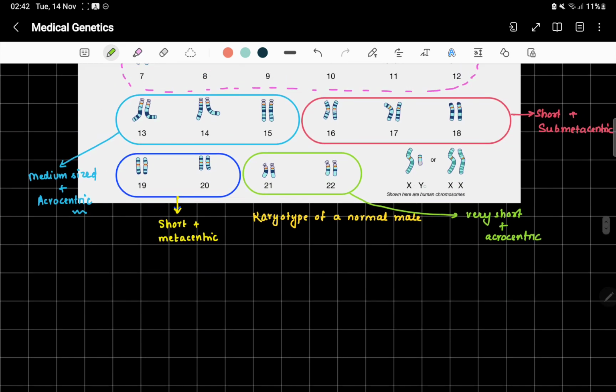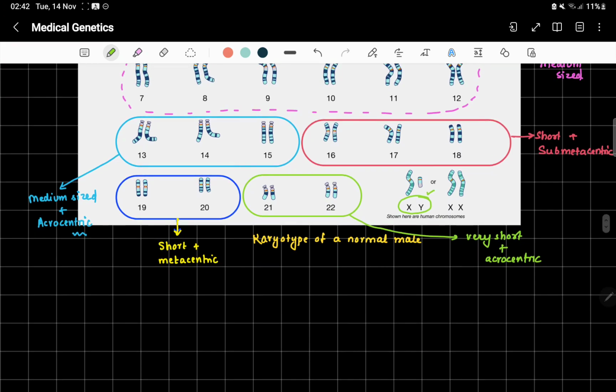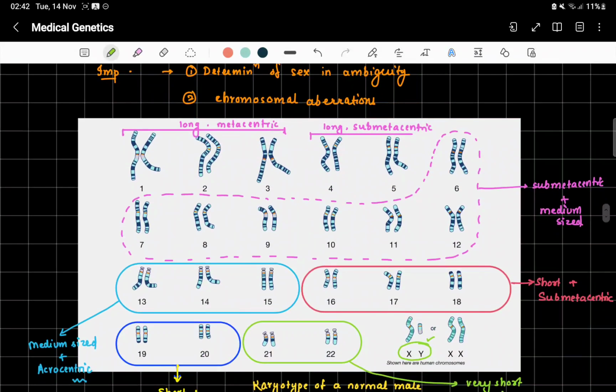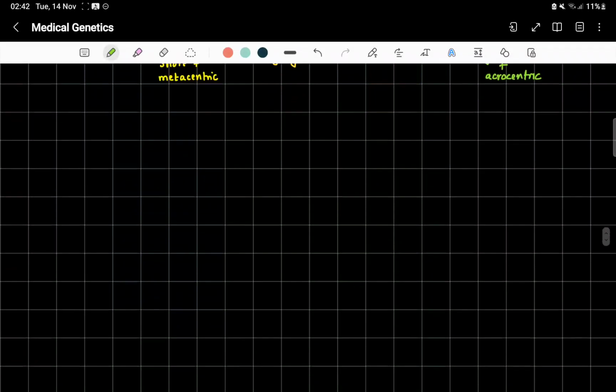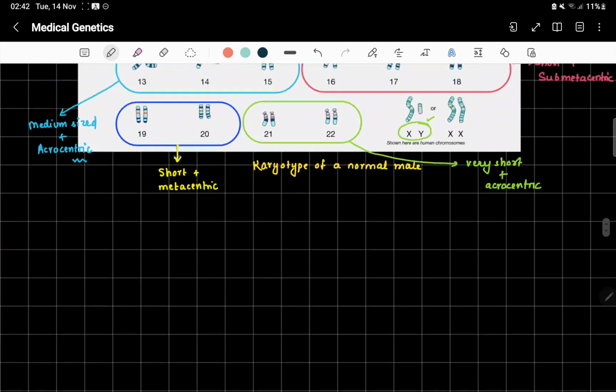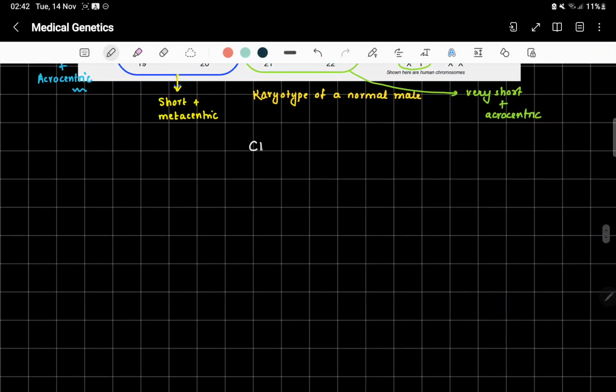Okay, so as it is a normal male, XY must be present. Okay, understood? So this is the karyotyping. Okay, so now we go to an important topic which is called chromosomal aberrations.